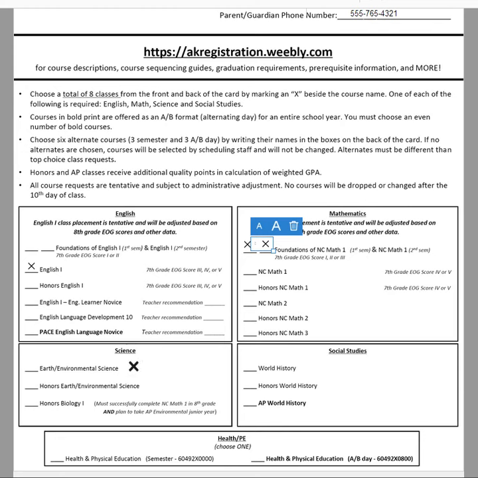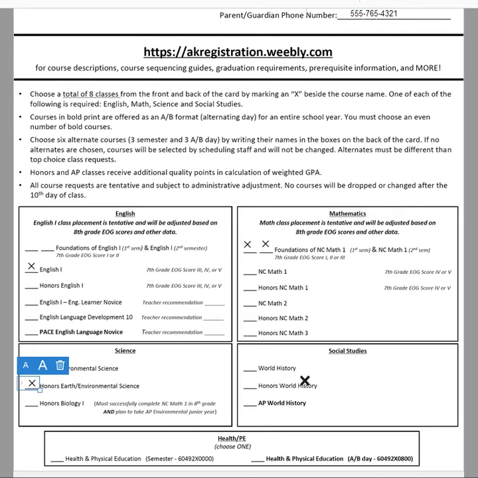For science, all of our students need to take either Earth and Environmental Science or Honors Biology. Unless you've taken and passed Math 1 in 8th grade, Earth and Environmental Science is going to be your science in 9th grade. I like science and I want the challenge, so I'm going to try and take Honors Earth and Environmental Science next year.